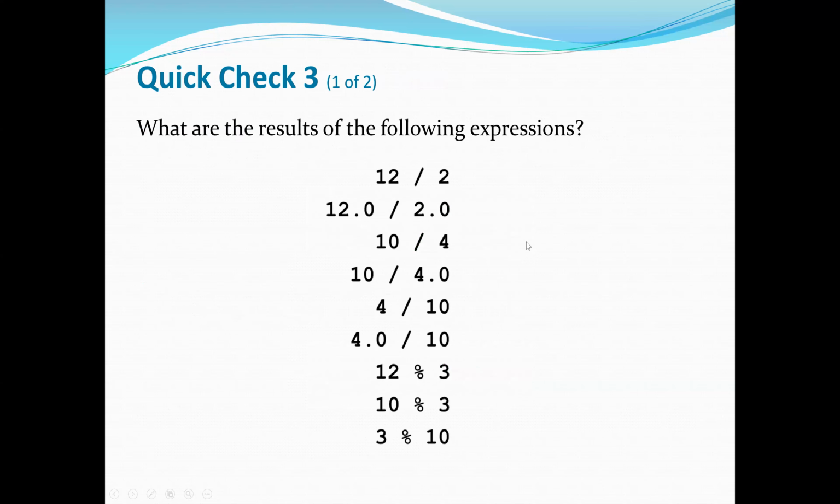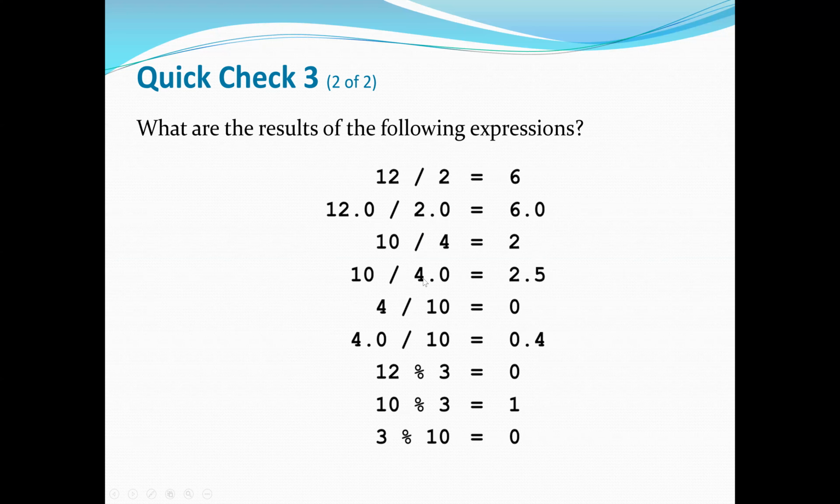Let's take a look at a few examples here. 12 divided by 2 is 6. Why? Because both 12 and 2 are whole numbers, so the answer is also a whole number. Now 12.0 divided by 2.0, the answer is 6.0, because 12.0 and 2.0 are decimal values, so the answer will also be a decimal value. Now 10 divided by 4, the answer is 2, because 10 and 4 are whole numbers, or integers, so the answer will be an integer. The decimal part will be discarded.